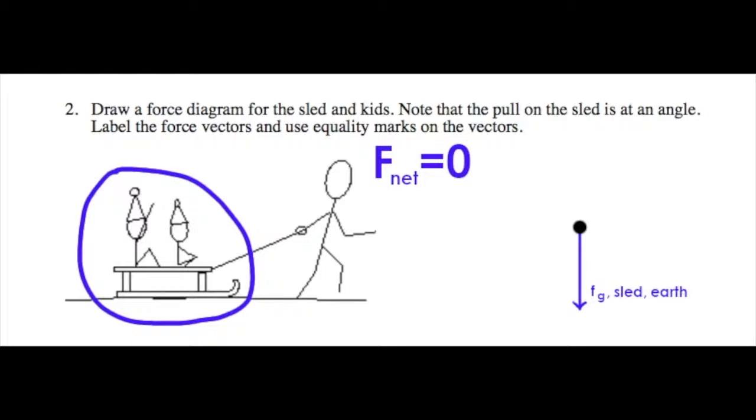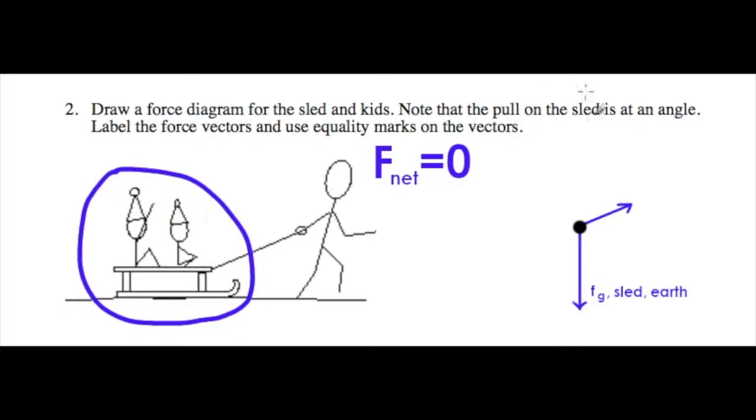Okay, and here's the tricky part. We'll start first with the pull on the sled at an angle, because that will help us infer the rest of our forces. The rest of our forces are all reactionary forces, not active forces themselves. But we know that this pull on the sled is definitely there. It's definitely at an angle, so that will be the easiest thing for us to draw for now. So we'll draw the arrow at an angle.